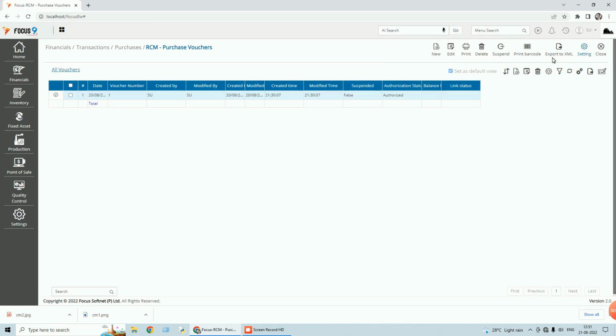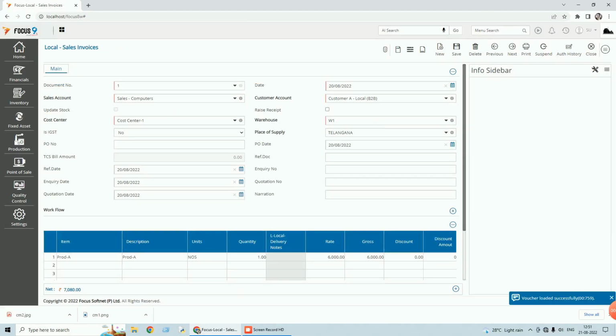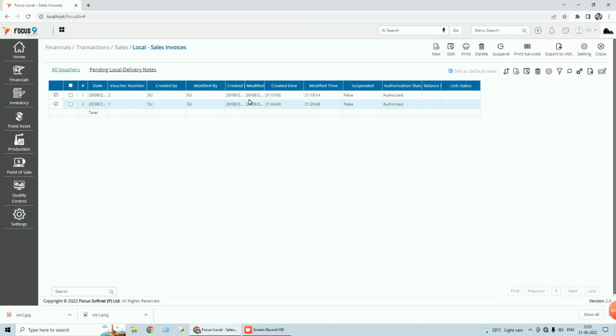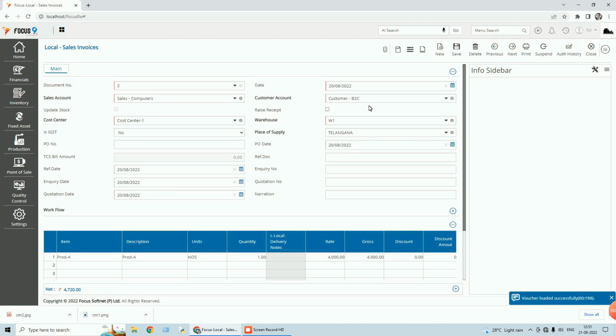To see the GST reports, I have shown the purchase. I will show you the local sales also. I will show you the local sales invoice. I have made two invoices. One is B2B, one is B2C. B2B means it is a registered customer who is registered under GST. I have made one sale for that. I made one more sale, which is B2C, meaning this is an unregistered customer who doesn't have a GST number. I have made two sales, just to show you in the report how it appears.